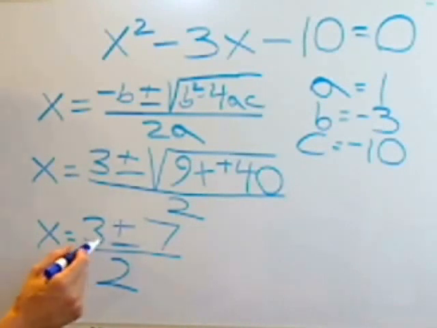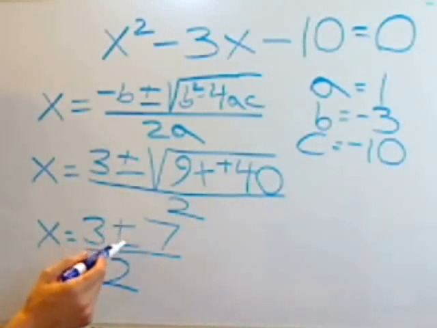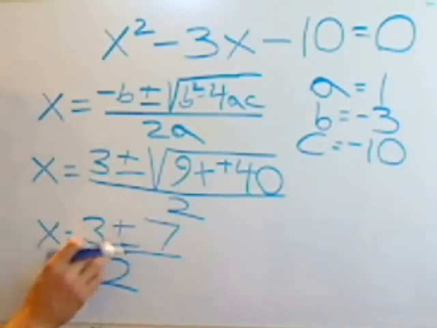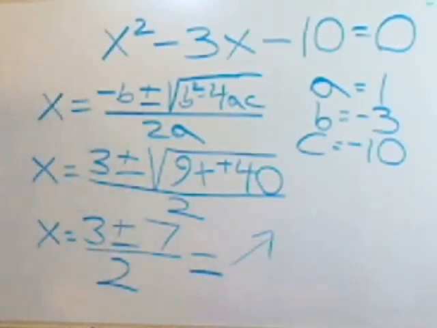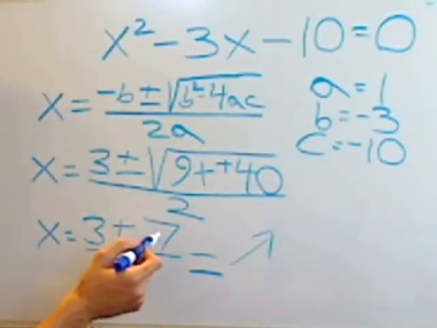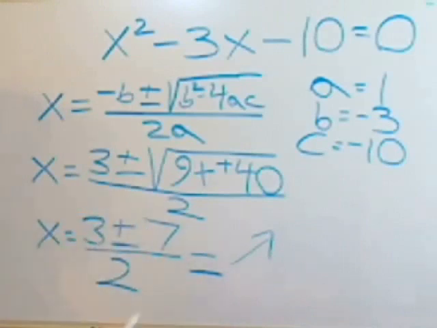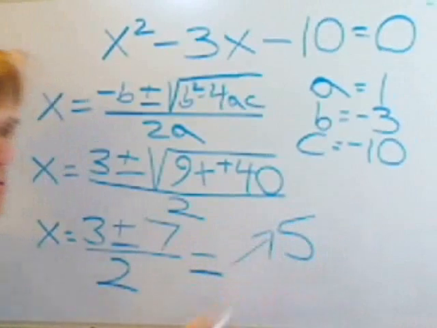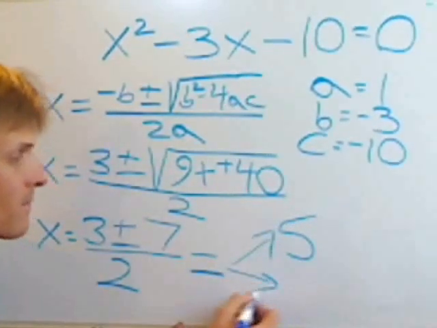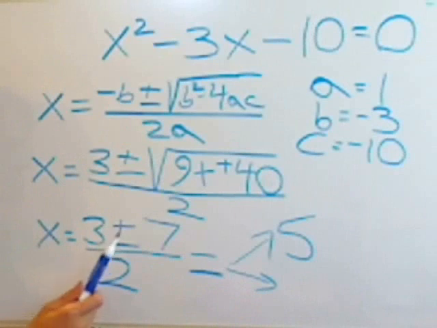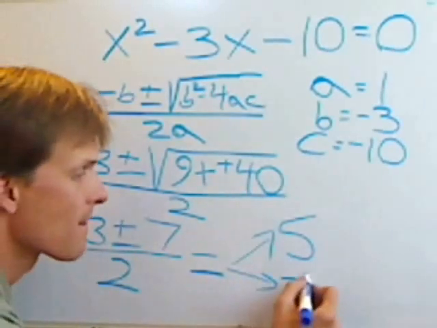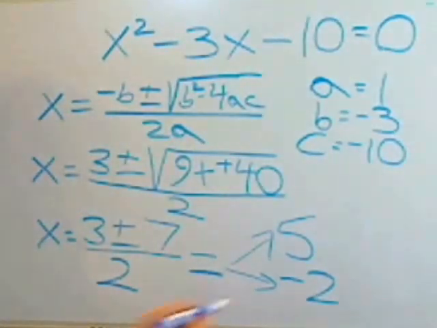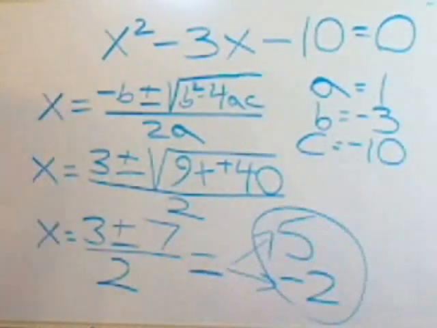Okay, so we have two solutions then, one corresponding to the plus, one corresponding to the minus sign. So our first solution, if we use the plus sign, 3 plus 7 is 10, divided by 2 gives one solution of 5. Now our second solution comes from the minus sign. 3 minus 7 is minus 4, divided by 2 is minus 2. So there's our two solutions for x then, 5 and minus 2.